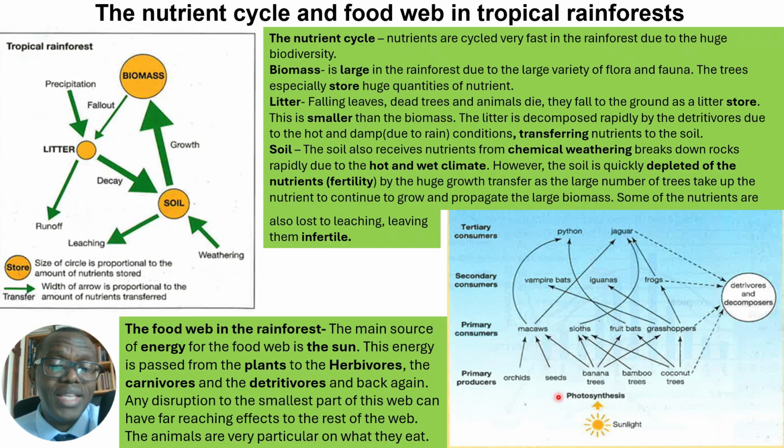So you can see that there is a transfer of the sun's energy. That energy will be transferred into the plants. Then those plants will be eaten by the primary consumers. The energy will be transferred into the primary consumers, and then into the secondary consumers, and finally the tertiary consumers. And then when all these eventually die, the plants and the animals, they end up being decomposed by the detritivores and the decomposers, and they end up again in the soil. And then that soil again gets more nutrients. Those nutrients are then used to support this large biomass that is in the tropical rainforest.